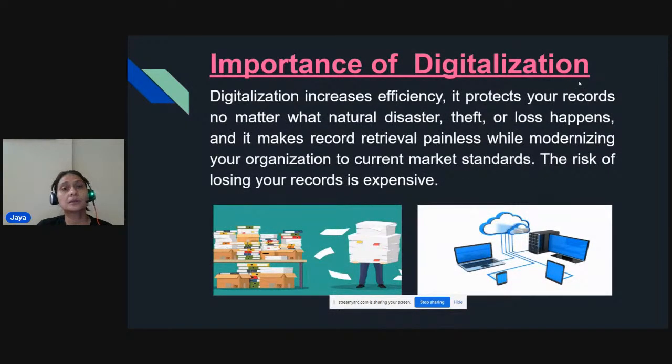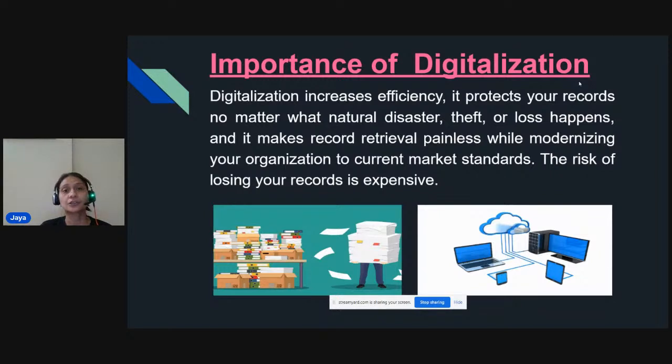Next, we come to the slide on the importance of digitalization. The first point that comes to mind is that it increases efficiency. If data or documents are lost, for example in a natural disaster, we still have the opportunity to retrieve that data from an online platform. But in a traditional method, if a product or a one-off thing is lost, we have to start from scratch.